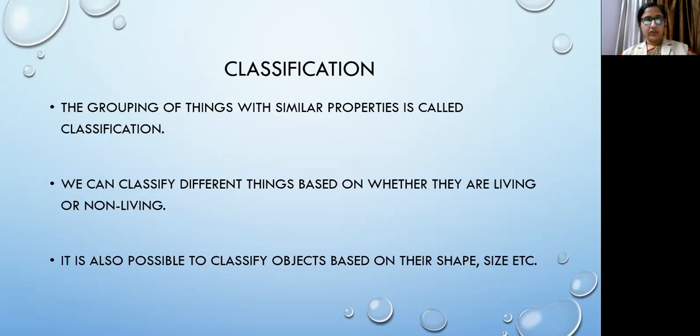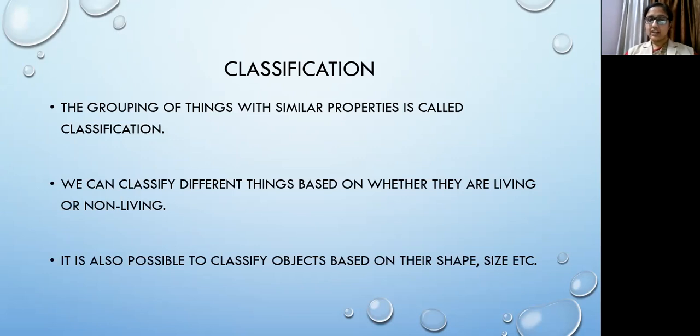Fine. So we can classify different things based on whether they are living or non-living. See the same example we had discussed just now. So we can classify different things based on whether they are living or non-living. It is also possible to classify objects based on their shape, size, etc. Various other parameters are also there. उनकी different properties होती हैं. They've got different physical properties, physical appearance, different shape, different size, है ना. So based on these criteria, we can form separate groups.